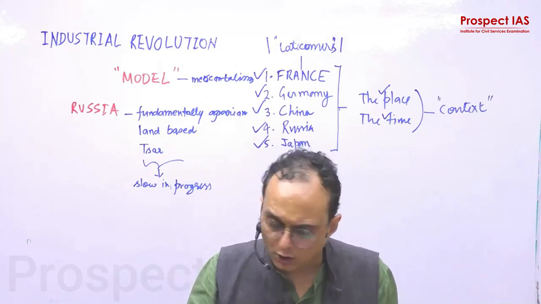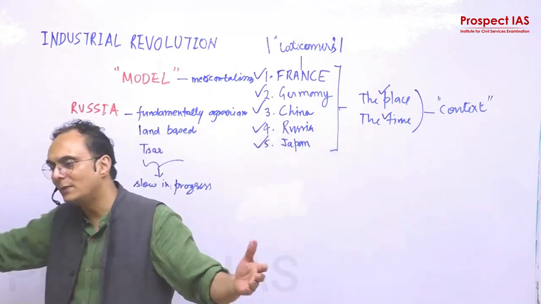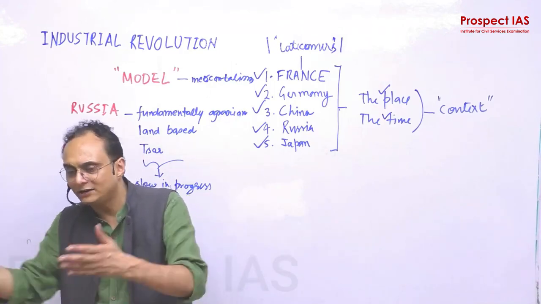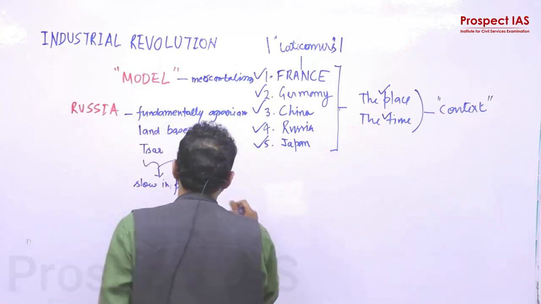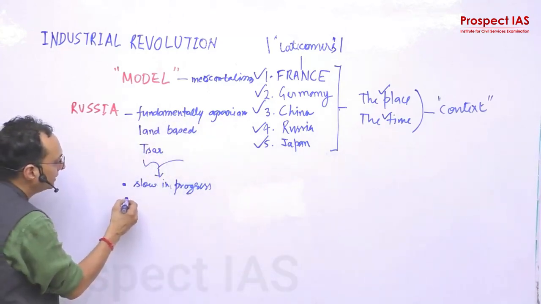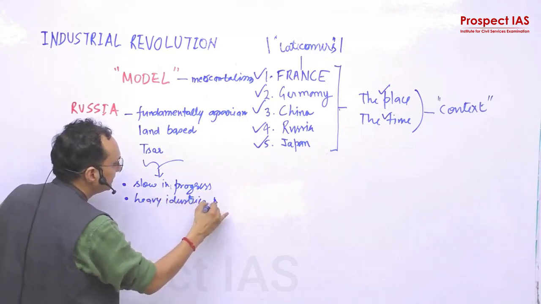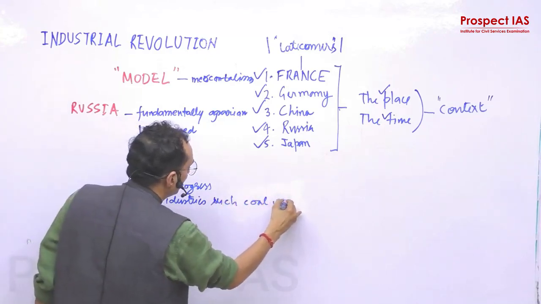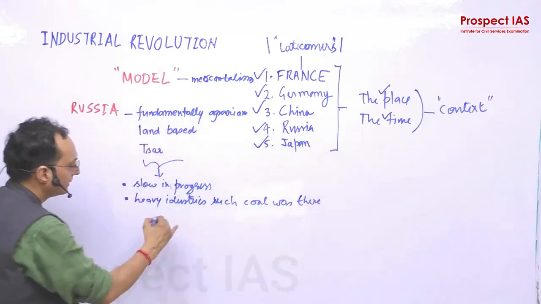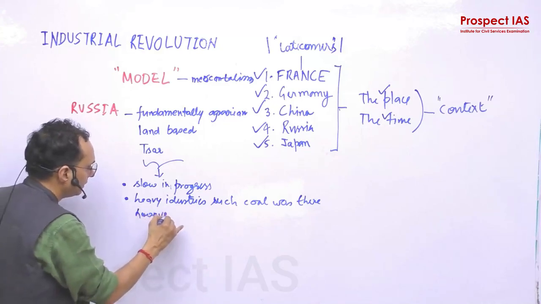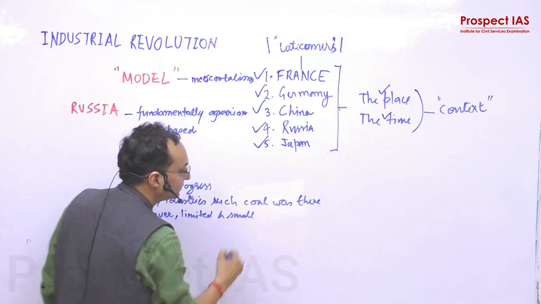But the scale of operation was comparatively small, meaning coal reserves were abundant. But in comparison to the availability of the coal, the scale of mining was limited and small. So here it was slow in progress, number 1. But heavy industries such as coal were there. Okay? However, limited and small. Okay.